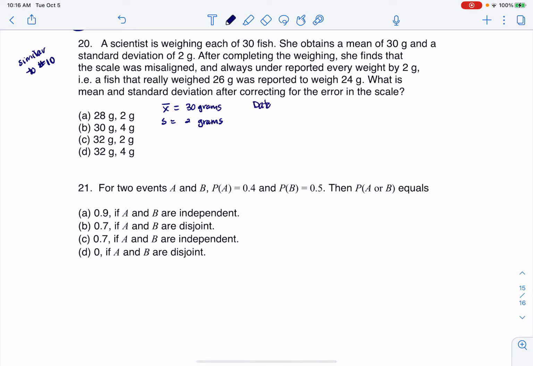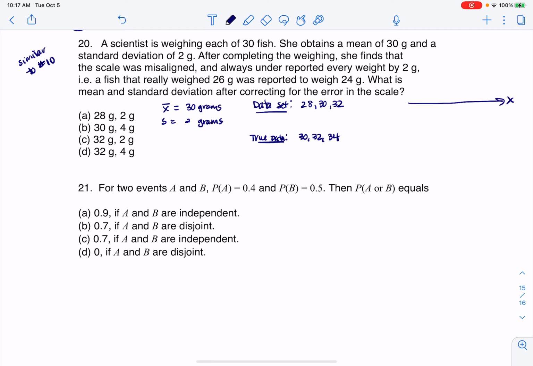Let's say you only had 3 fish. I know she had 30, but let's say we had 3 fish that were at 28, 30, and 32. All right, and we found out all of those were underweighed. So really, and I'll put true data, should have been at 30, 32, and 34. So imagine everything just shifted down the x-axis by 2 units, right?